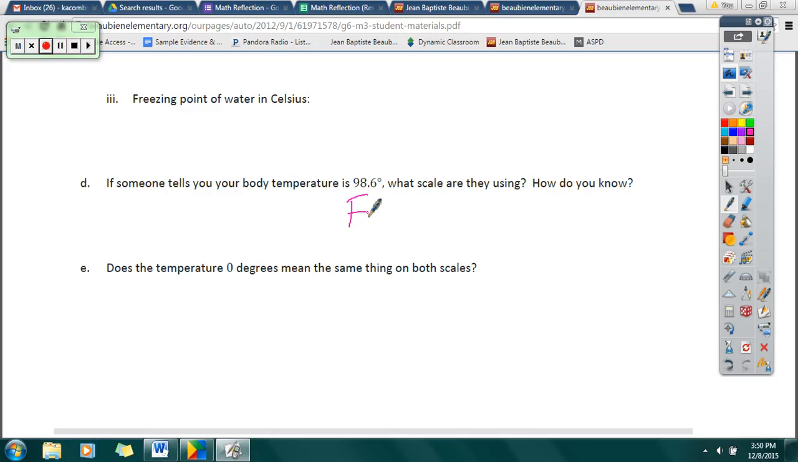Does the temperature 0 degrees mean the same thing on both scales? No, because 0 degrees Celsius means freezing point, where 0 degrees Fahrenheit is going to be way less than freezing point on the Fahrenheit scale.